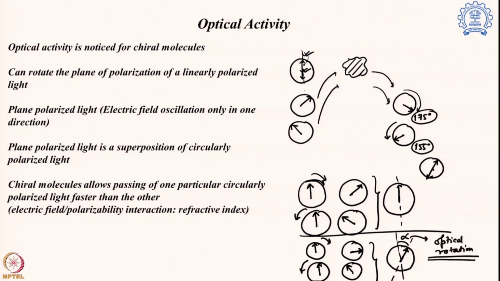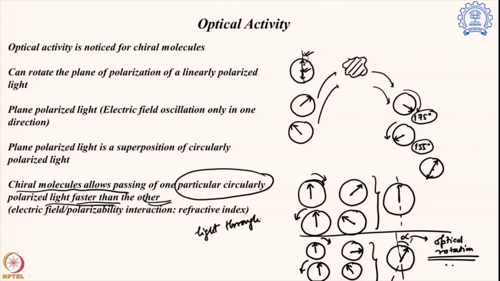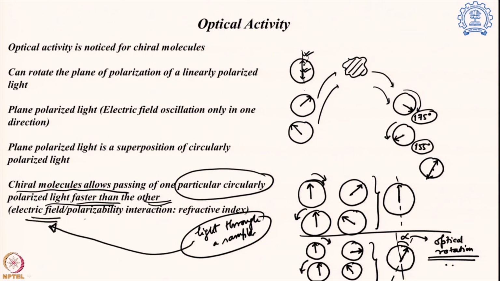So this optical rotation happens because the chiral molecule allows one of the circularly polarized lights to move faster compared to the other. Now movement of light through a sample depends on the interaction of the light, that means the electromagnetic wave, the electrical field of it, and the electrons present in the molecule itself, the polarizability, so they actually interact, and that interaction is given by the refractive index.